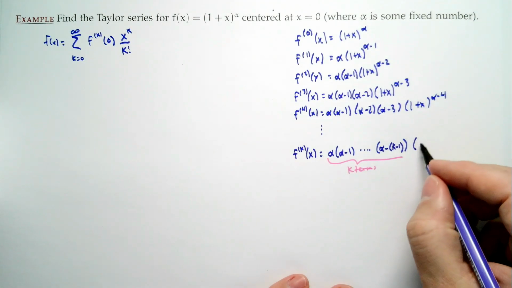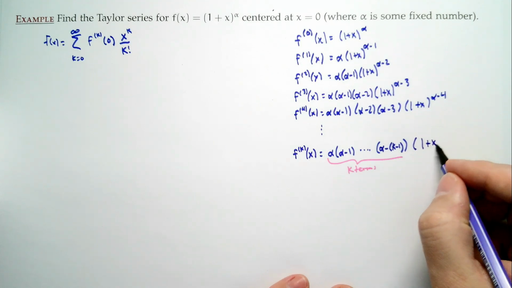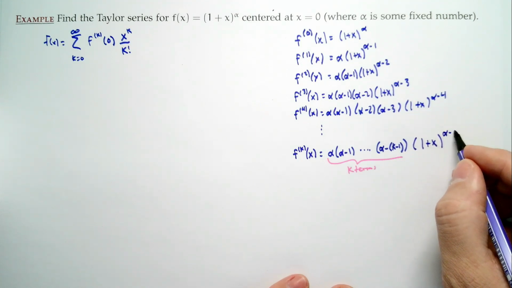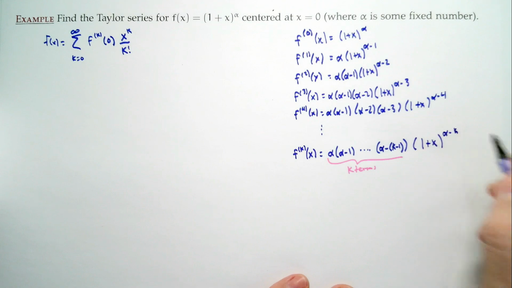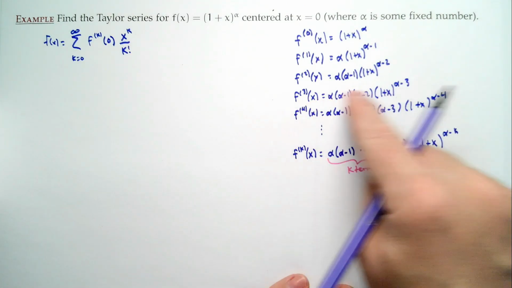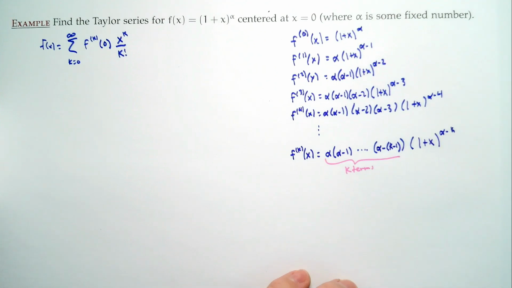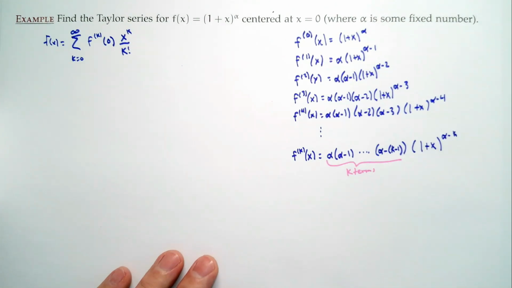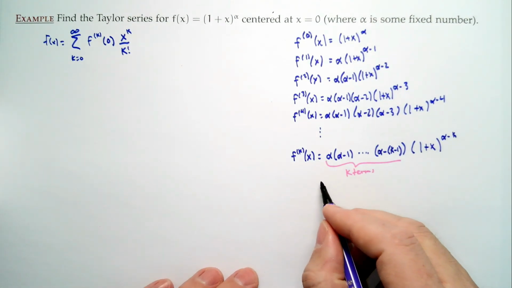And then there's going to be 1 plus x to the power alpha minus k. See, fourth derivative, alpha minus 4. Third derivative, alpha minus 3. And so forth and so on. Okay, so that's our kth derivative.